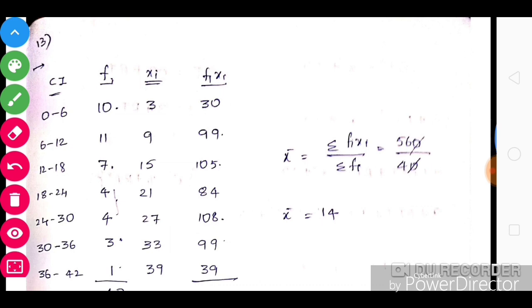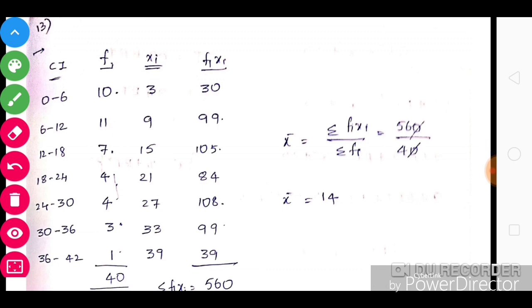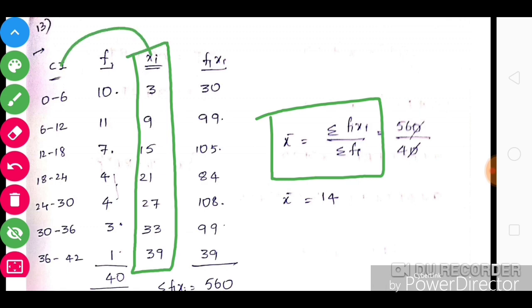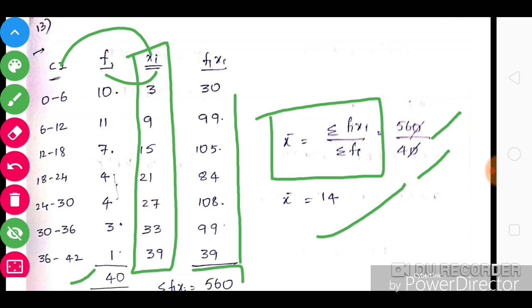And the next question is to find the mean. This is a simple question which is asked for 2 marks. So directly we can use x bar is equal to sigma fi xi by sigma fi. Here xi is the middle value of the class interval. So for 0 to 6 the middle value will be 3, for 6 to 12 the middle value will be 9. Like that we find all middle values, and sigma fi will be 40. If we multiply fi into xi, the total value will be 560. So x bar is equal to sigma fi xi by sigma fi, 560 by 40, that is equal to 14, right?